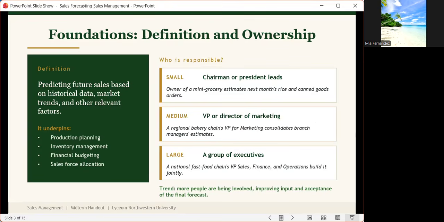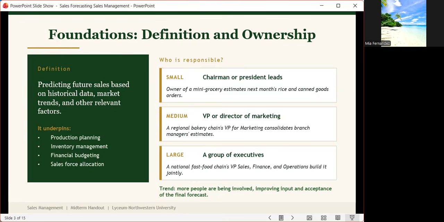Let's say, for example, they have different branches in Region 1. The VP for marketing would get the data from each of the branches, from the branch managers, to get a consolidated estimate of the sales. From there, the VP or director of marketing could already forecast the sales. But what about in a large company?